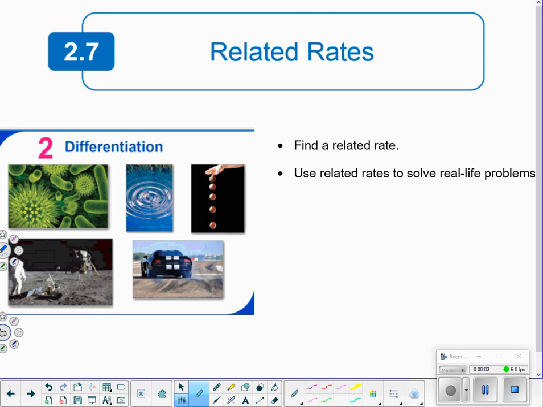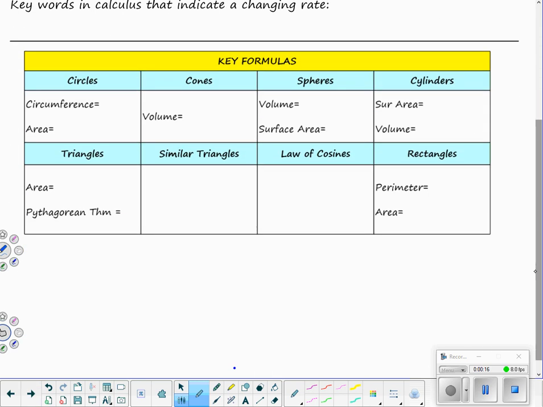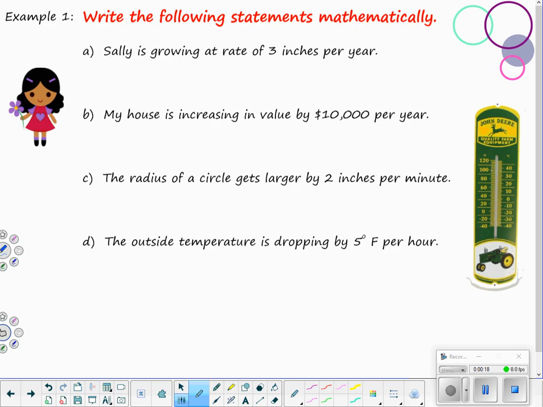Welcome to day one of Related Rates, section 2.7. We are going to do a few examples today that involve circles, spheres, cones, that sort of thing. Yesterday we went over the formulas so that we have those for easy reference in case you should forget. These write the following statements mathematically.